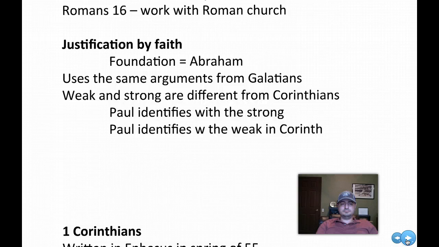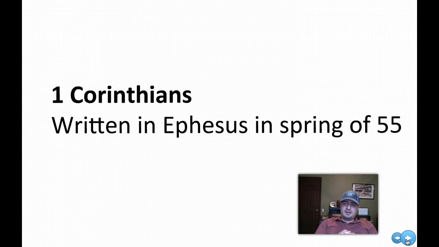Okay, now we're getting to the good stuff. I will try not to get distracted when I'm talking about 1 Corinthians. I love this. I've read many, many books on it. I believe it's somewhere around 2,000. And yes, there are 2,000 books written about 1 Corinthians. And there's a lot more that I haven't read. So it's something that captivates me, and I can't explain why. It's just fun. It's written in Ephesus in the spring of 55.